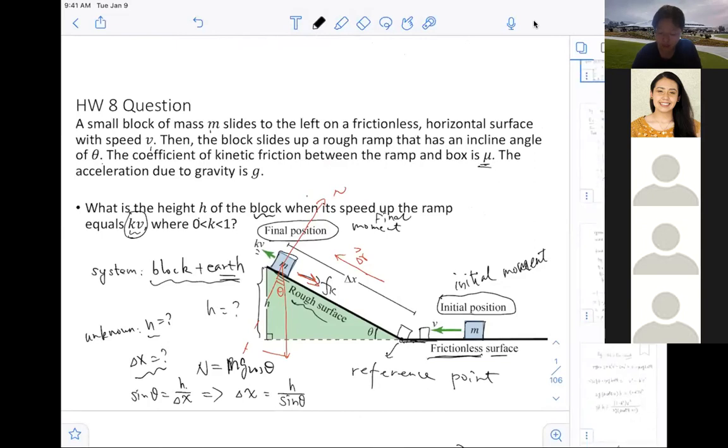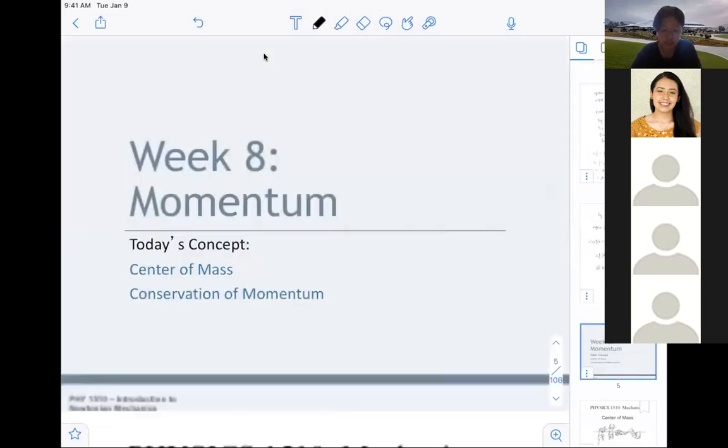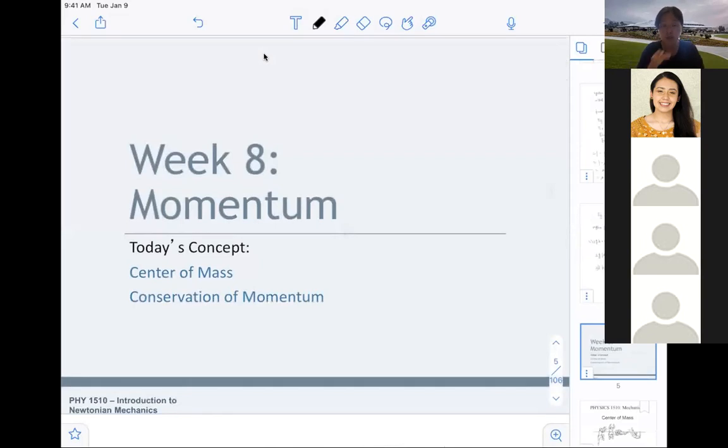All right, okay, so we are actually going to move on now to a different topic. We are looking at momentum. So we talked about energy, now let's talk about momentum. You have already done a momentum lab, right? So you have already seen some of these concepts.